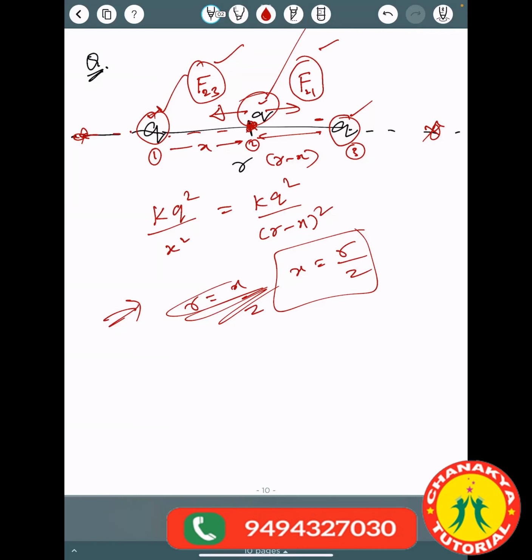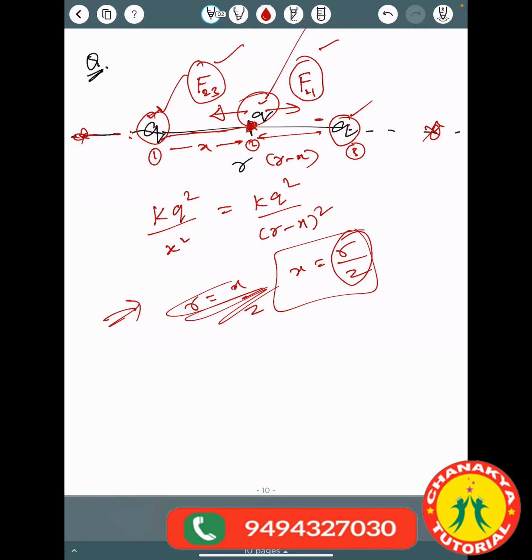I'll read the question again. Can you send me in the WhatsApp? They asked what is the magnitude, sign, and position of the charge Q. That's what I'm saying, right? The position is R by 2 distance from each.